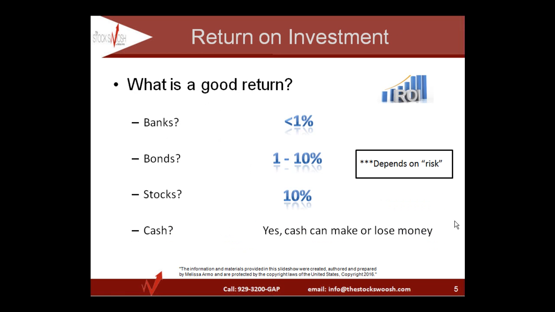What is a good return? Well, a rate of return, an ROI, we're generally talking about a passive investor, meaning somebody who is taking their money, parking it somewhere for a long period of time, and seeing how much money is there at the end of that period of time. Currently, as I am speaking, banks are offering zero as a round number, less than 1%. Bonds and stocks may vary depending upon the quote-unquote risk that you're willing to take.